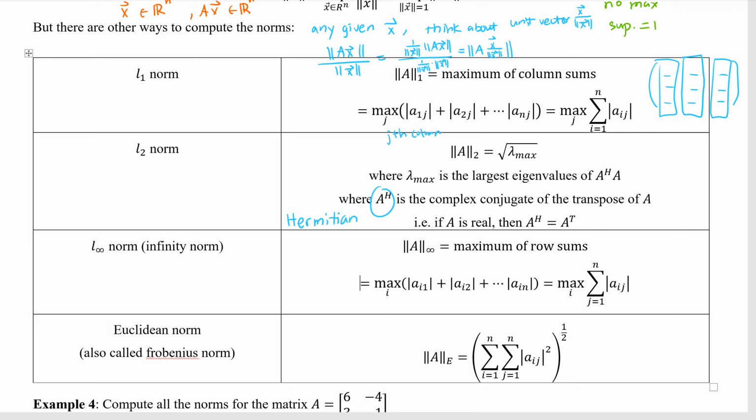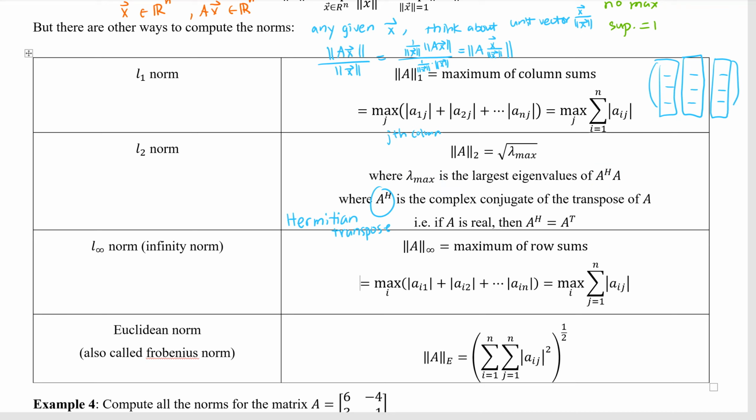Hermitian transpose is the complex conjugate of the transpose of A. So in general, if we have complex numbers, then we take the transpose of A, and then for each entry, we replace it by its complex conjugate. But if A is a real matrix, the entries are real numbers, then the Hermitian transpose is just the transpose. So far, so good, everybody? So lambda max is the largest eigenvalue of the matrix A transpose times A. In general, this is harder to compute.